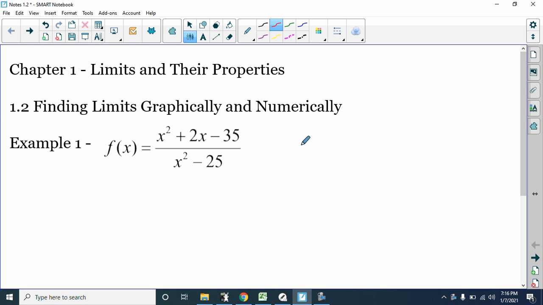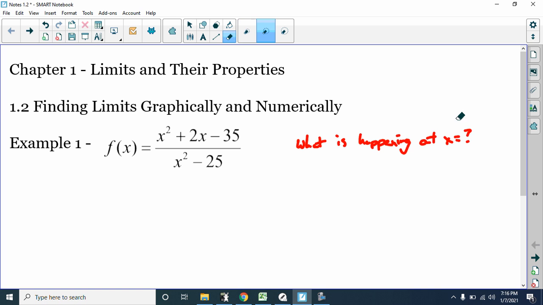And what it wants to know is what does the graph look like, or what is happening at x equals 5. So what's going on with this graph at x equals 5? I put x equals question mark, at x equals 5.